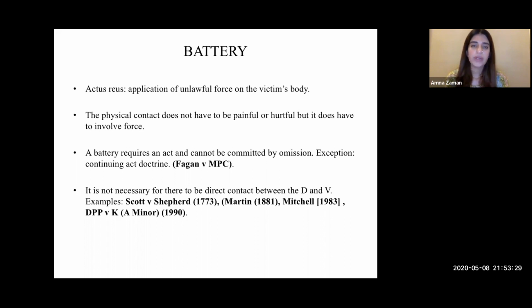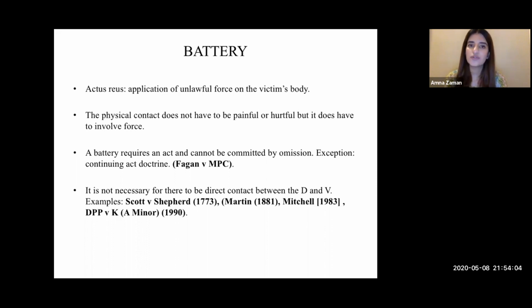A very important aspect about the crime of battery is that battery as an offense cannot be committed by an omission. There has to be an act. An exception to this is the continuing act doctrine set out in Fagan against MPC, in which the defendant reversed the car and parked it on the inspector's foot unintentionally. When the inspector told him to remove the car, the defendant decided to not remove the car, and that was the time when he formed the mens rea for battery.